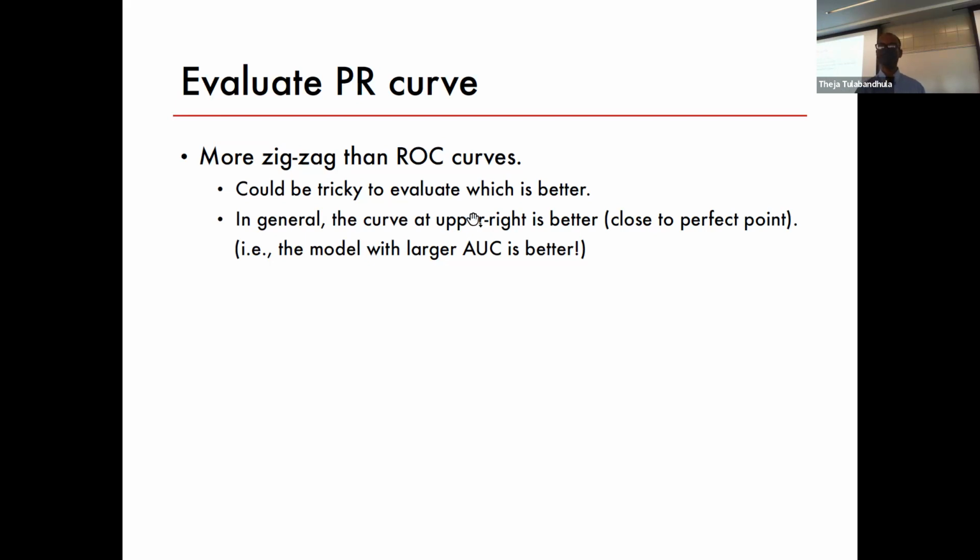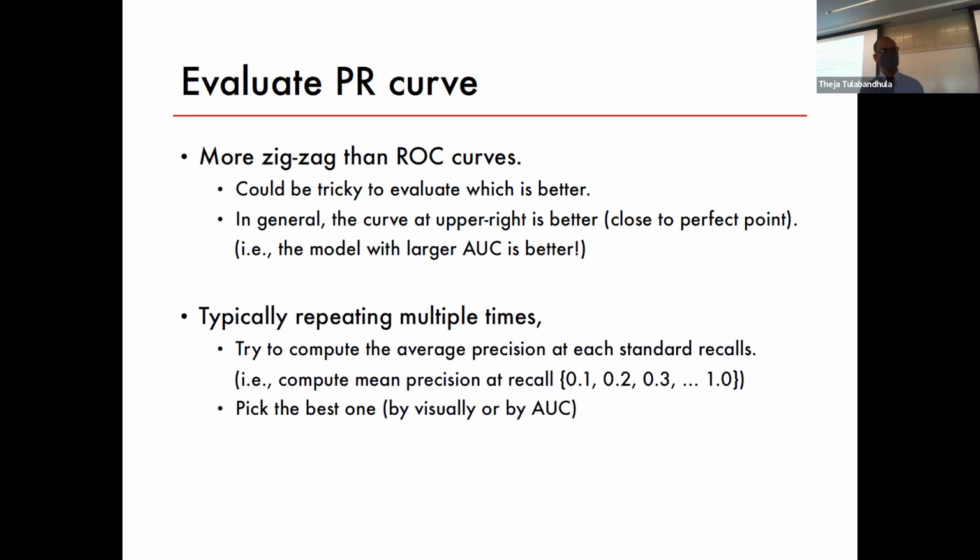And so if you have narrowed down to a couple of models or a couple of model configurations, then you can tie break based on the measures that we saw before, like maybe AUC or maybe how they perform in the ROC curve, for example. So you can use both of them to isolate which model is better. Okay.